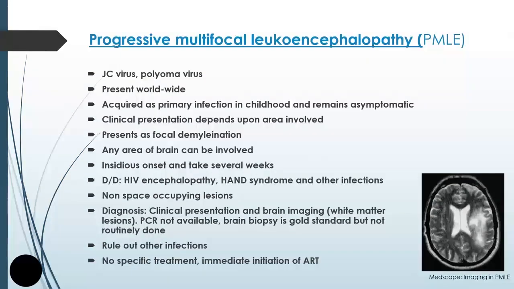Another presentation in advanced HIV is progressive multifocal leukoencephalopathy caused by JC virus, which is present worldwide. The virus is acquired as a primary infection in childhood, and children remain asymptomatic. Clinically, the onset is insidious and may take several weeks to manifest, and the clinical presentation mainly depends upon the area of CNS involved. There is focal demyelination, and any area of the brain can be involved.